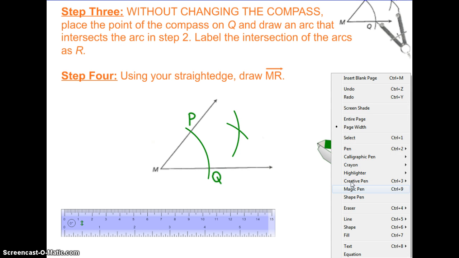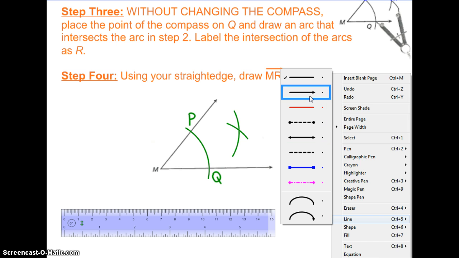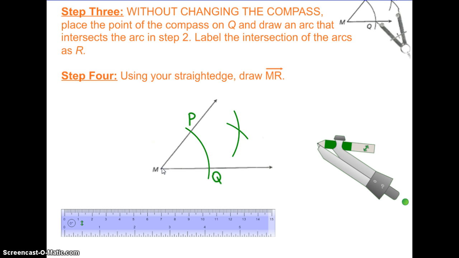So I'm actually going to grab a line, okay, and I'm going to go from vertex M all the way through where the two arcs intersect, okay? That right there is what we call the angle bisector, okay? And we're going to label that point R according to the directions. You don't have to label like that.